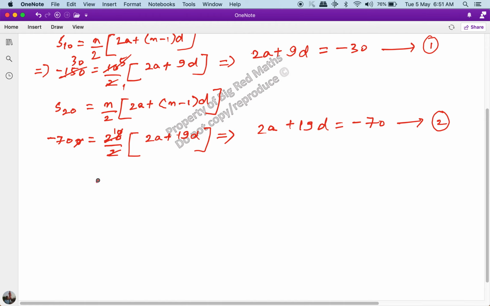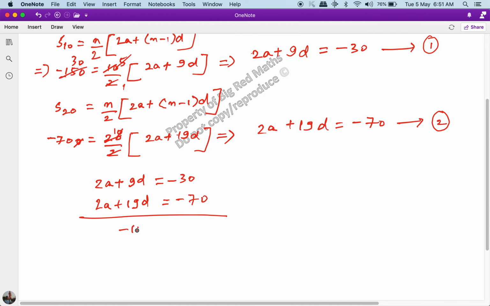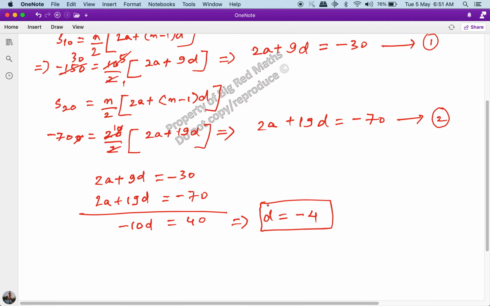Now solve these two equations to get the value of a and d. Equation 1 is 2a plus 9d is equal to minus 30, and 2a plus 19d is equal to minus 70. Subtract the two equations, you get minus 10d is equal to 40, or d is equal to minus 4. Okay, so we have one part. Now let us put the value of d in the first equation.